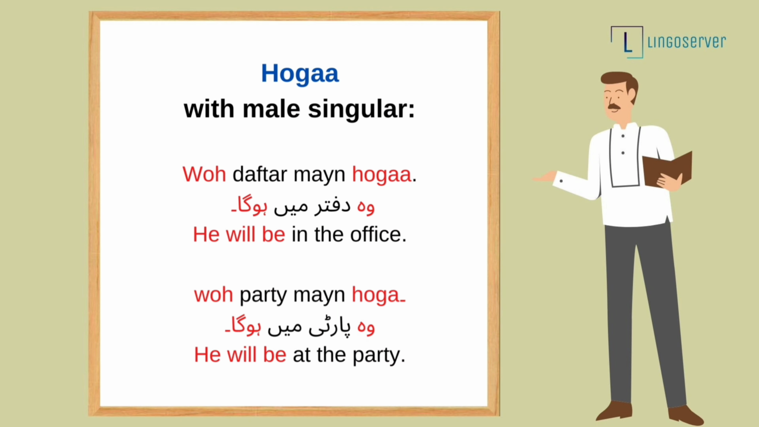We use होगा with male singular as we say वो दफ्तर में होगा. He will be in the office. वो पार्टी में होगा. He will be at the party.